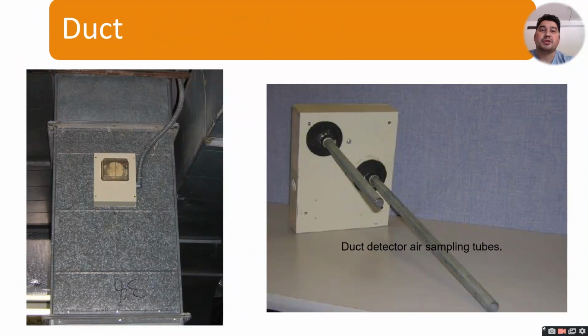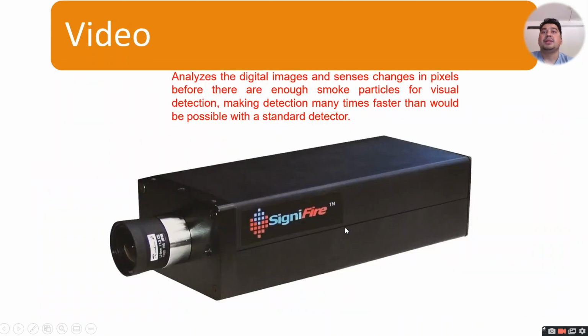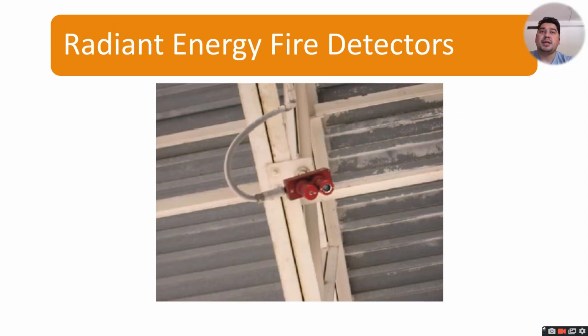Now this is the duct type of smoke detector, duct detector air sampling tubes. These are the tubes for the duct detector air sampling. Then we have the video, analyze the digital images and senses changes in pixels before there are enough smoke particles for visual detection, making detection many times faster than would be possible with a standard detector. So this video type of smoke detectors will visualize some images or the videos, and after that it will start the smoke detectors.